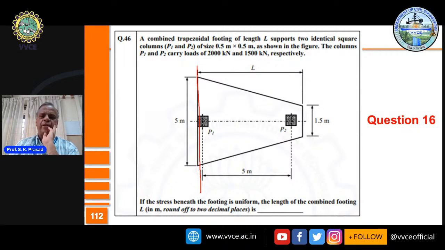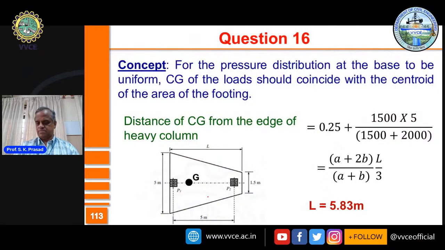You have a combined trapezoidal footing of length L, supporting two identical square columns of size 0.5 meter by 0.5 meter. The columns P1 and P2: this column carries 2000 load, whereas this carries 1500 load. If the stress beneath the footing is uniform, you want the stresses below the footing to be uniform, find the length of the combined footing up to 2 decimal places.